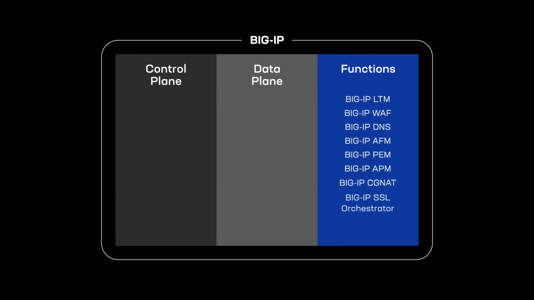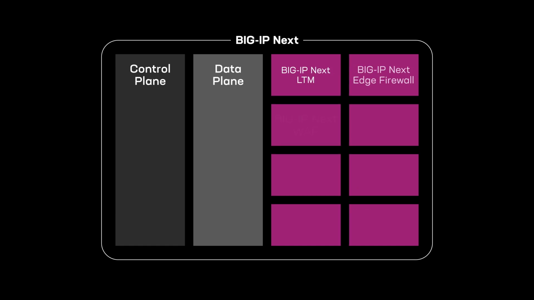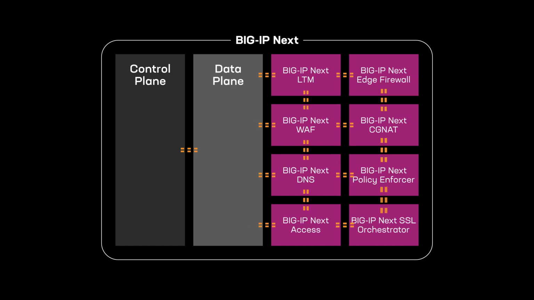BigIP's monolithic software architecture has been modernized with BigIP Next. Each core function is now containerized and communicates via lightning-fast APIs, ensuring ultra-low latency operations.